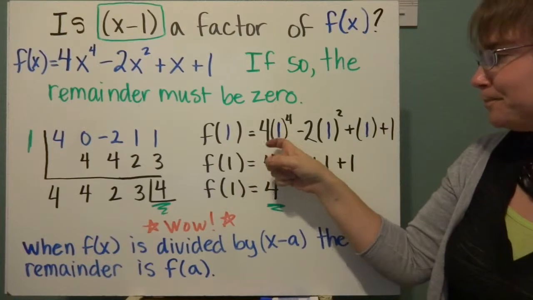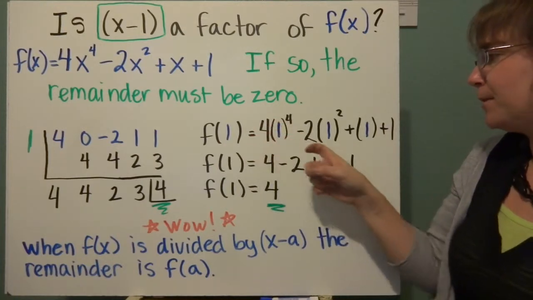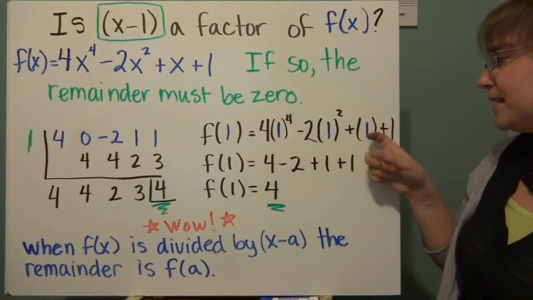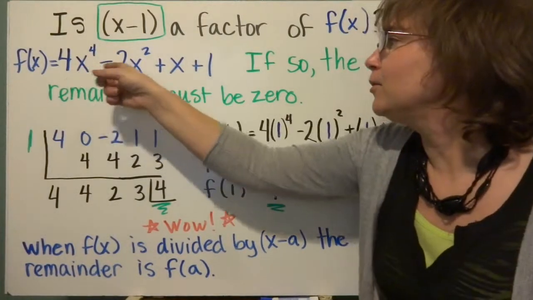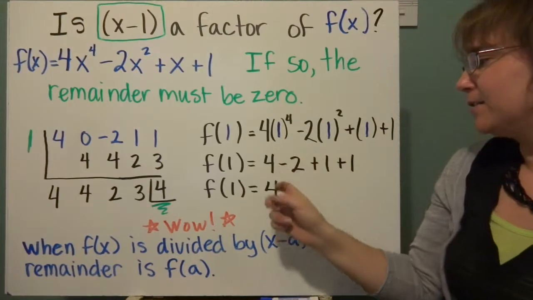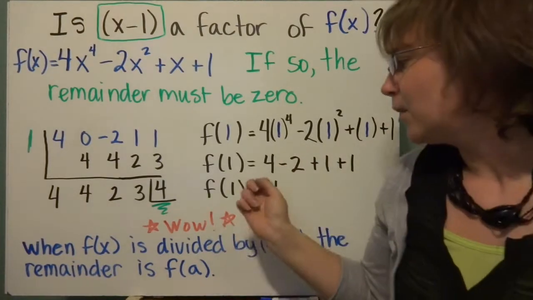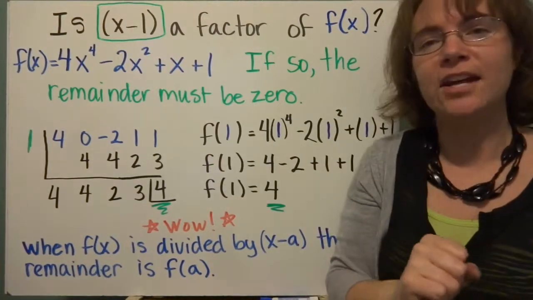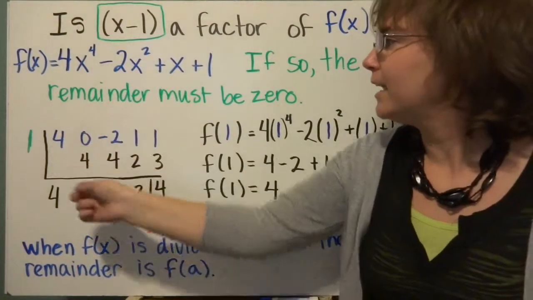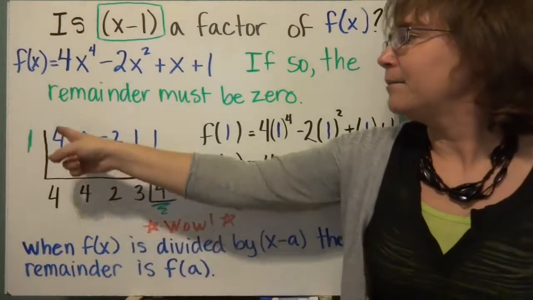Substitute a 1 in there. 4 times 1 to the 4th power minus 2 times 1 to the 2nd power plus 1 plus 1. So I just substituted a 1 in for all of my x values, and I ended up with 4. So because I ended up with a remainder, I can see that x minus 1 is not a factor. But let's go ahead and look at my division problem.